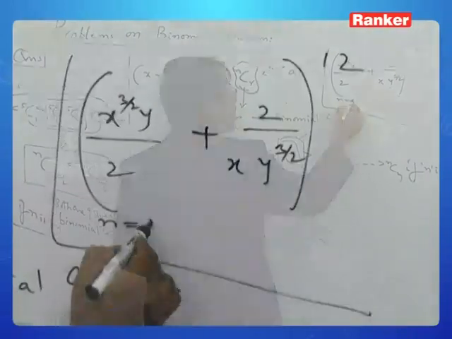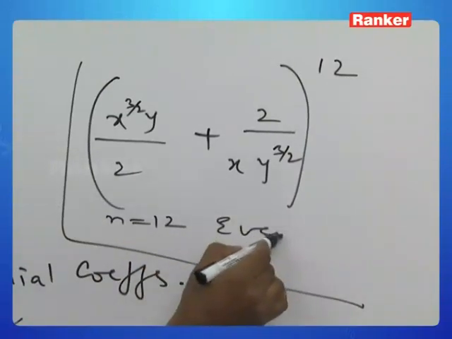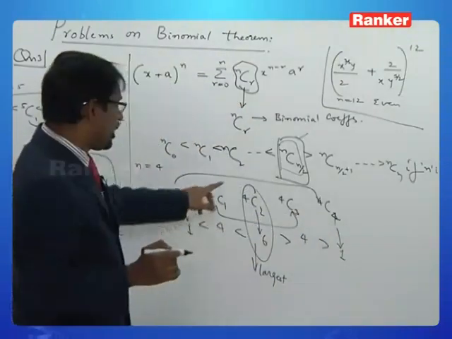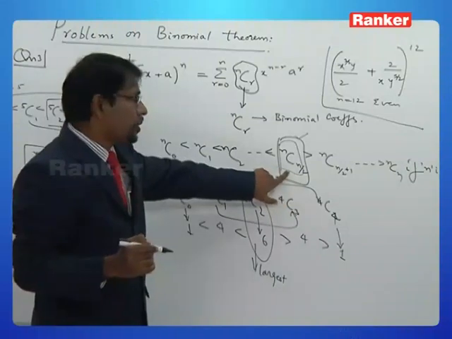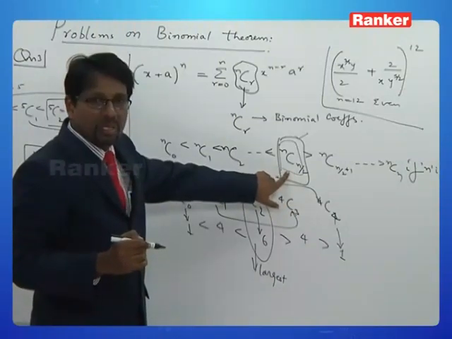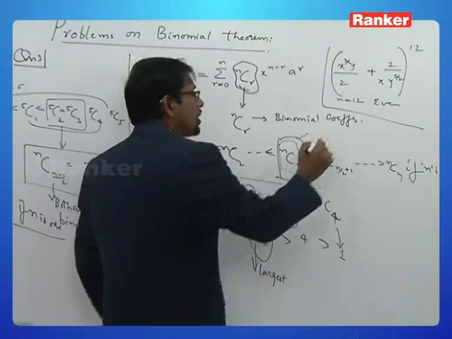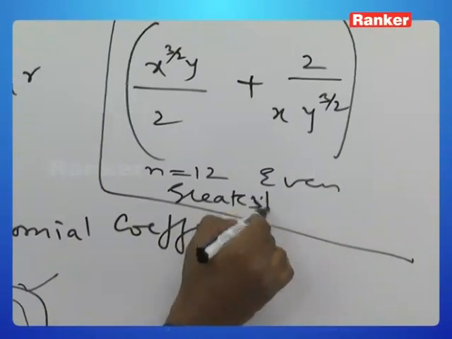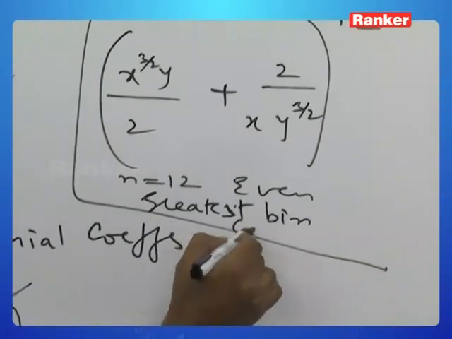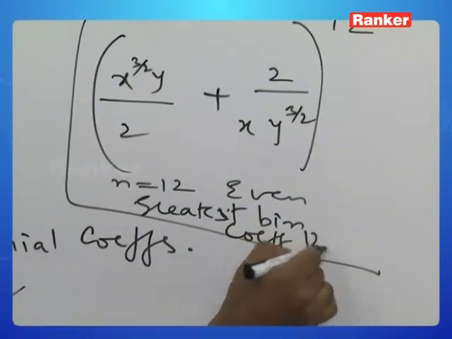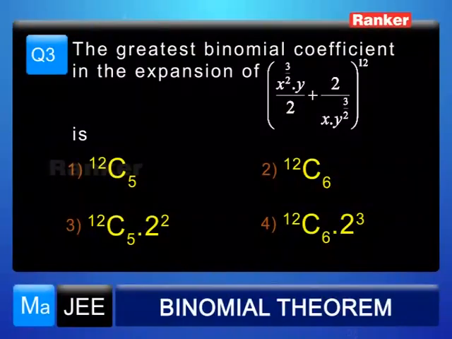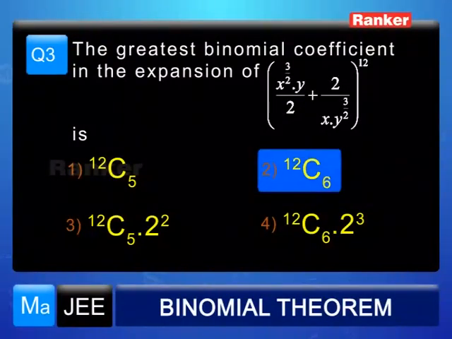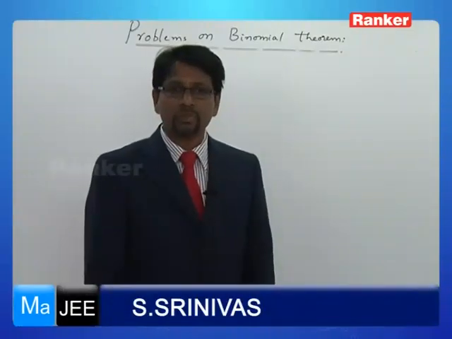Clearly n is 12, that is an even number, which means that what's the rule that we have to apply? nC n by 2 will be the numerically greatest binomial coefficient. So the greatest binomial coefficient is 12C6 there, 12C6. So what is the answer? The answer is 2. So let's move on to the next question, question number 4.